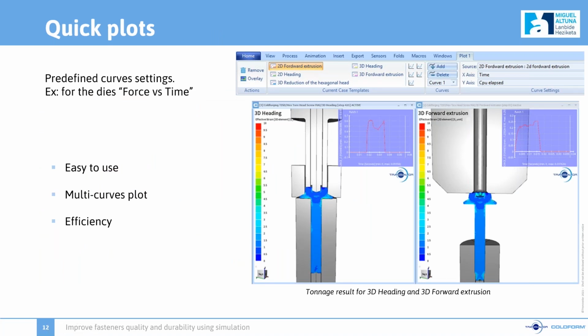The predefined curves can be used to create specific plots. For example, for the dies, it is possible to plot the force versus time. Here, for example, we see the plot that has been overlaid on the graphical view. You must select the source and the parameter of the curve. And it is possible then to display easily the curves. It is possible to make overlays on the graphical view. These curves are available for multi-curve plot application. They are efficient and make results analysis faster.